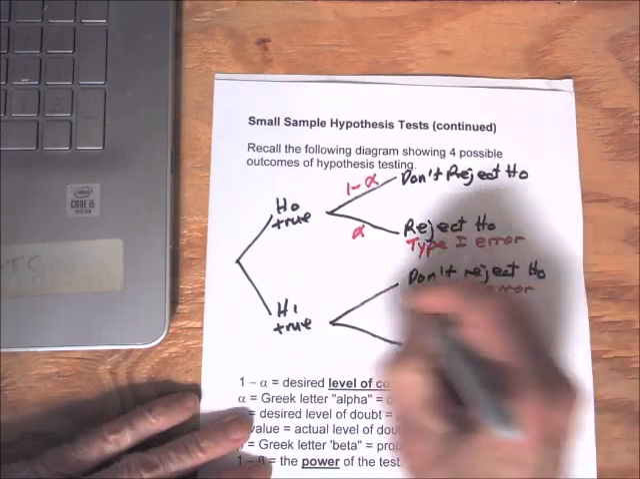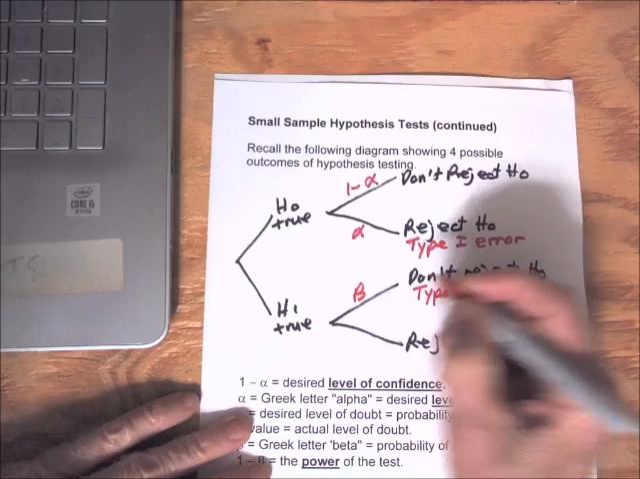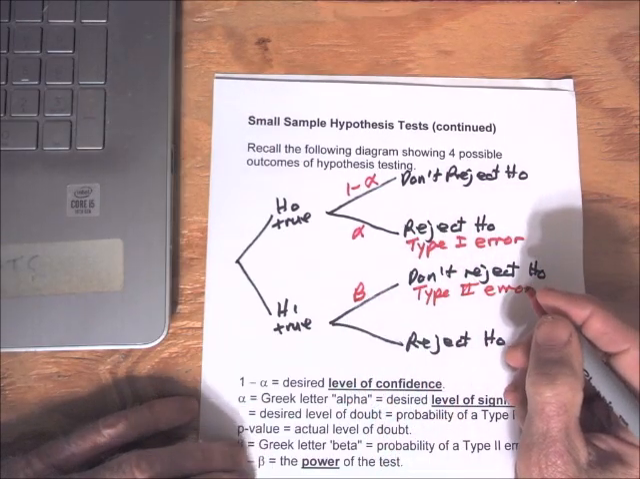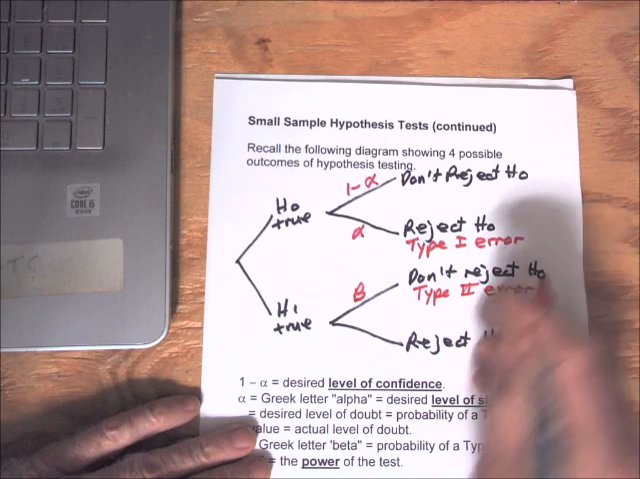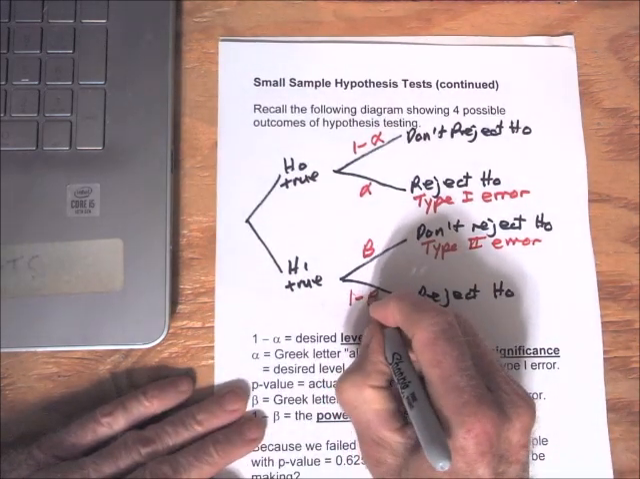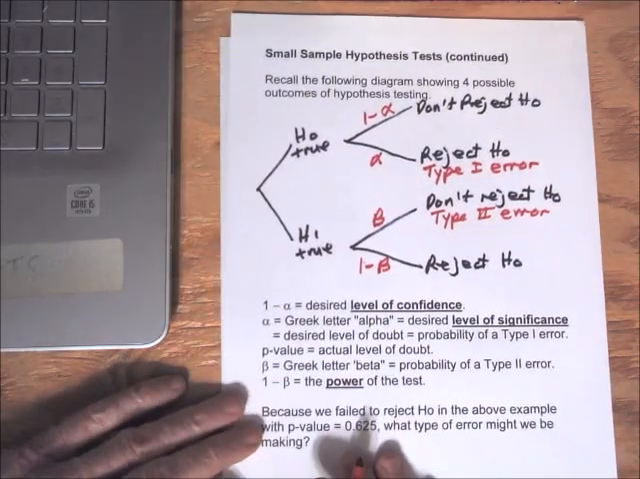And the Greek letter beta, that looks like a B, is used to represent the probability of a type 2 error. It's actually sort of a script capital B, and then 1 minus beta is called the power of the test.